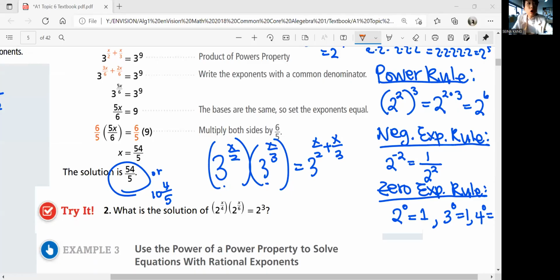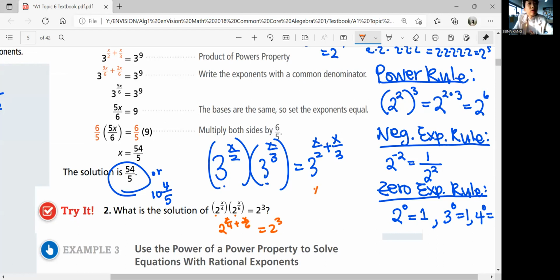Okay, so using the same method, you're going to use the rules of exponents to figure this out. So you have the same base 2 here. And so that means you can also use the product of powers property and add the powers together. So this is equal to 2 to the x over 4 plus x over 6 is equal to 2/3, right? So you're going to add the powers.